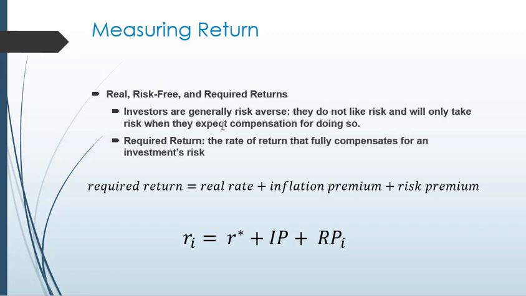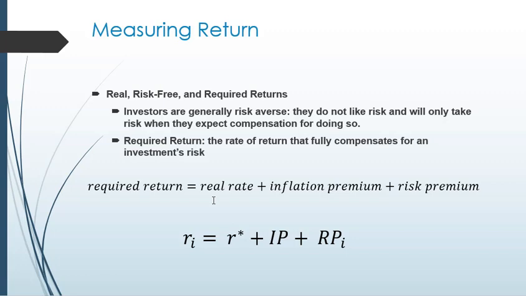Risk averse investors recognize risk, and when they see risk, they will only invest if they're going to be compensated for taking those risks. So the required return is the rate of return that fully compensates an investor for the investment's risk. So the required return on an investment is the real rate plus inflation plus a risk premium.